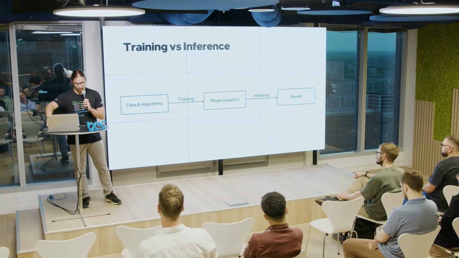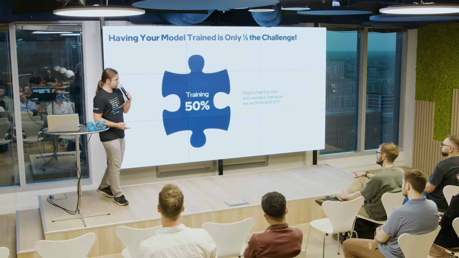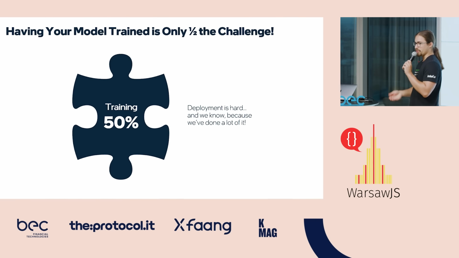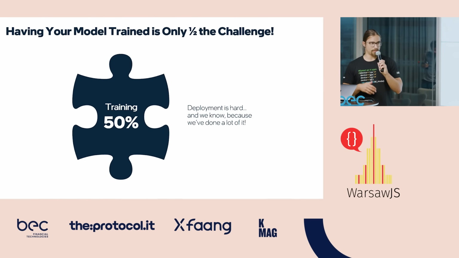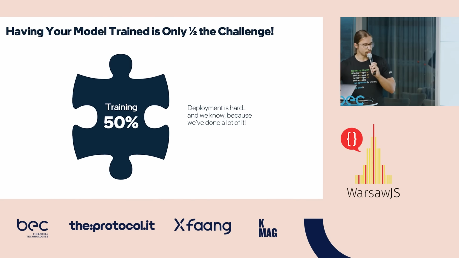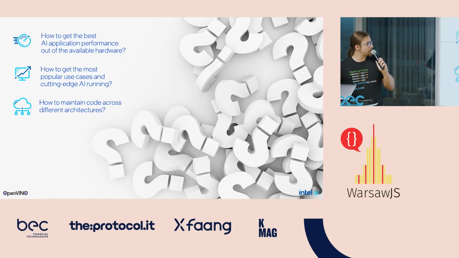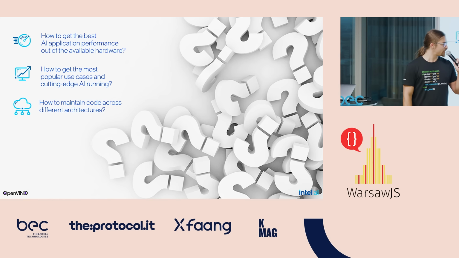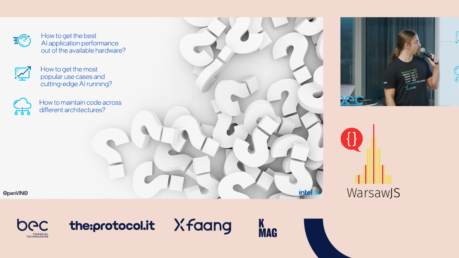So when we have the model trained, this is just 50% of the success, because after training the model, we still have to deploy it. We still have to get the results we want. So these three questions are important when running inference, when deploying the model.